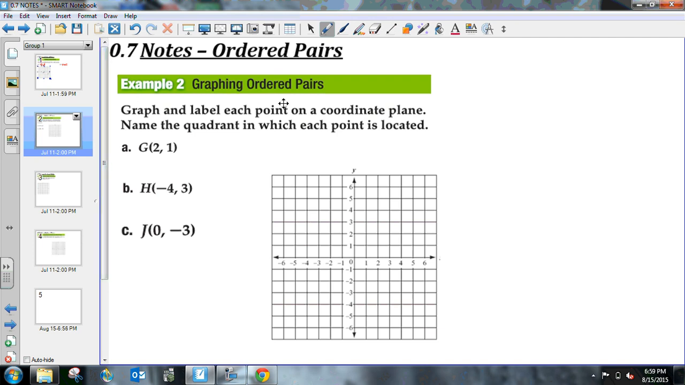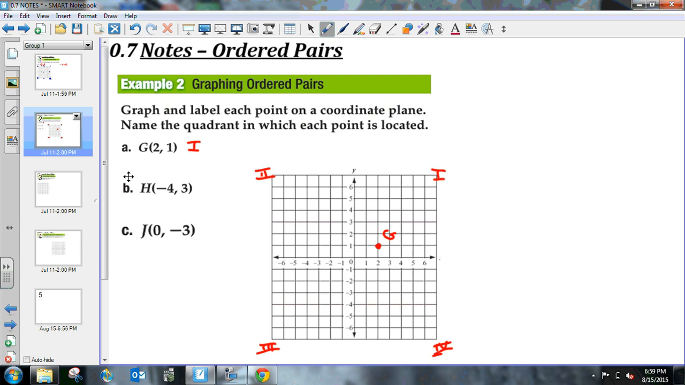Graph and label each point on the coordinate plane, and name the quadrant in which each point is located. So I've got point G, which is at 2, 1. So I'm going to start at the origin, and I'm going to go over 1, 2, and then I'm going to go up 1. I'm going to plot my point there, and I'm going to call that point G. And that's in the first quadrant. Okay, this is quadrant 1, this is quadrant 2, this is quadrant 3, and this is quadrant 4. Okay, or quadrant quattro, if you will.